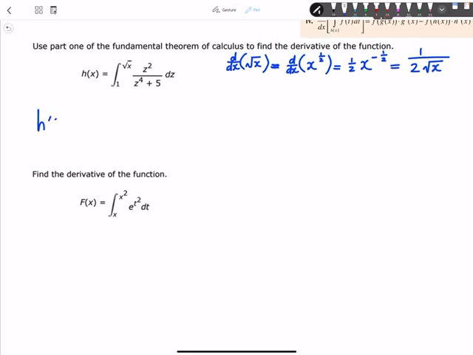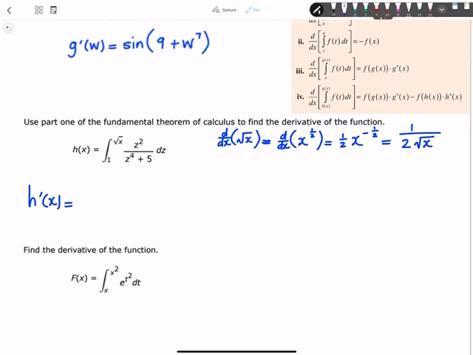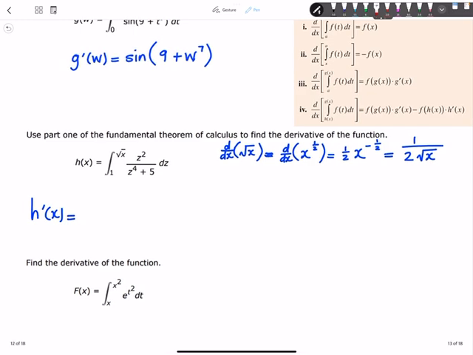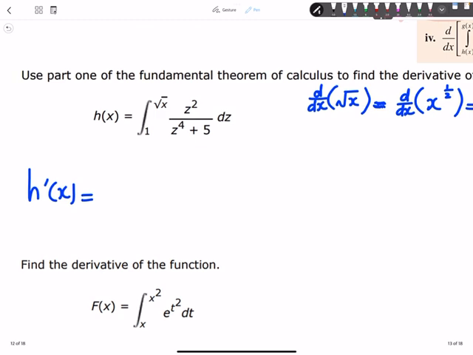H prime of x. And again, maybe before I jump in, I think we need to identify that here we are in case 3. So this is a case where we are integrating from a constant to not a variable, but a function. The square root of x is a function, right? So we're going to plug in the top times derivative of the top. So this will be the square root of x squared over the square root of x raised to the power 4 plus 5. So plug in the top and then times derivative of the top.